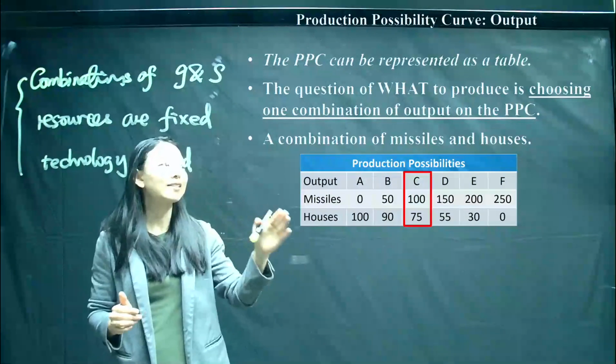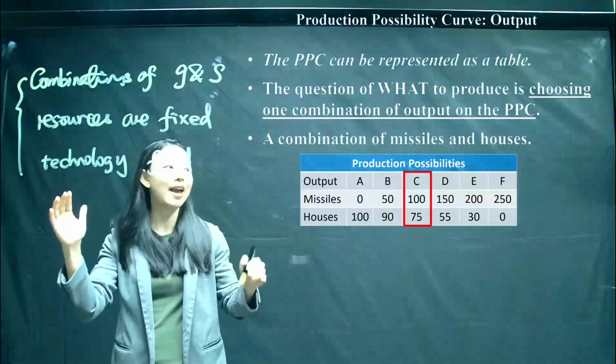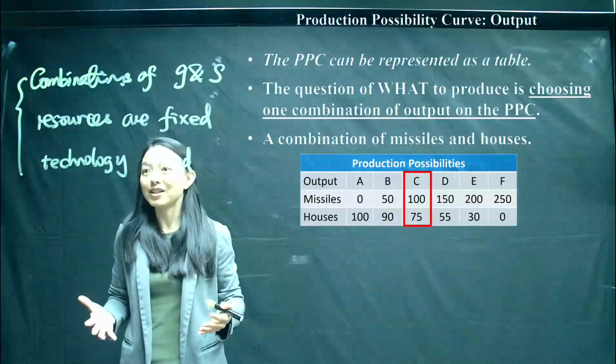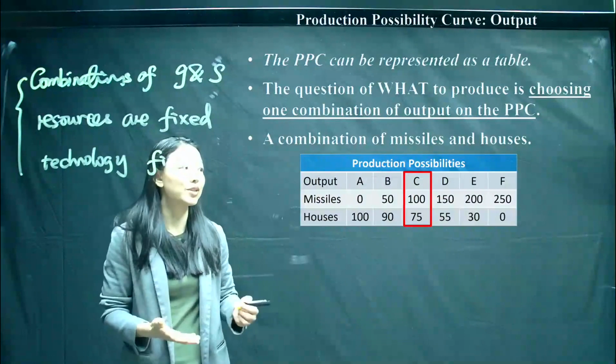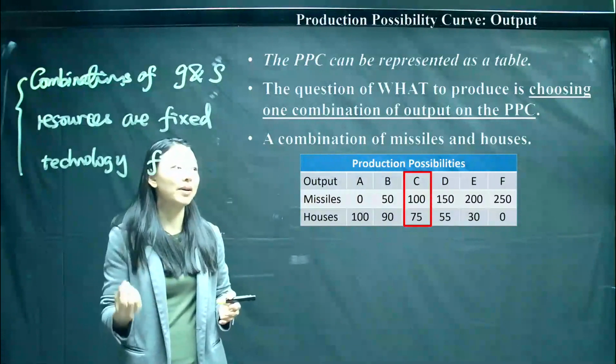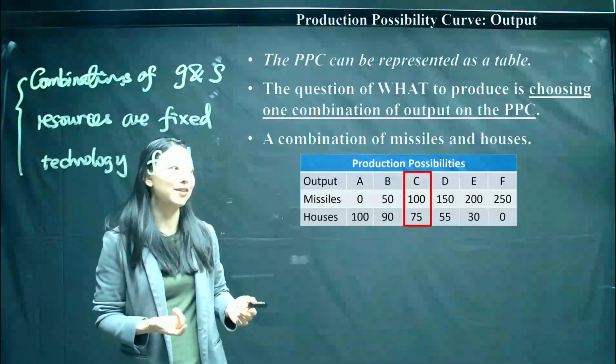And there are some other combinations that lie between A and F. And a society needs to decide which combination it wants. Okay, so for example, point C has the combination of 100 missiles and 75 houses.